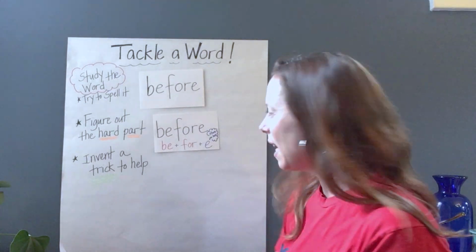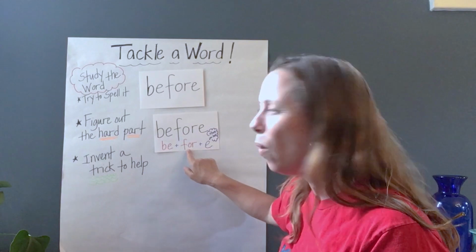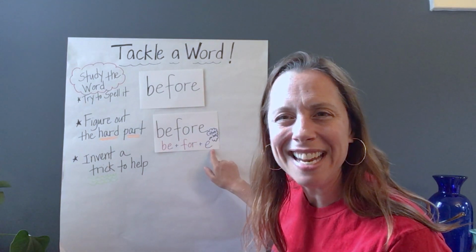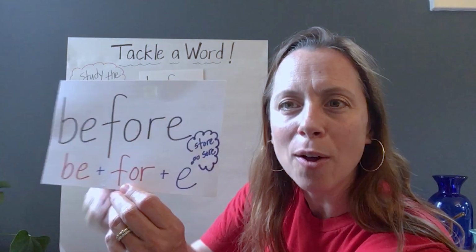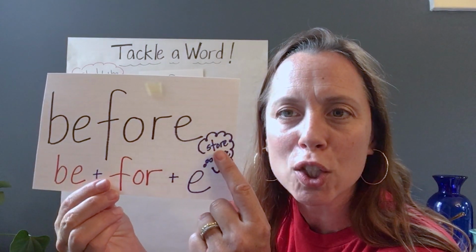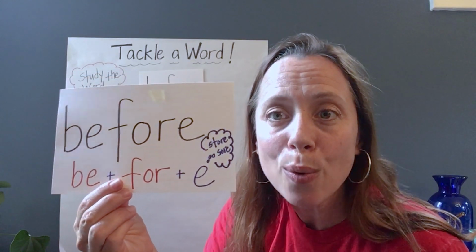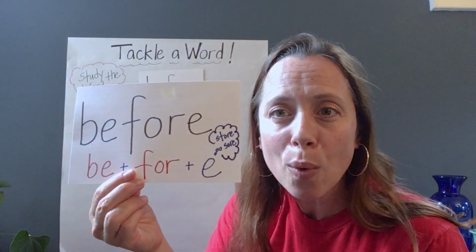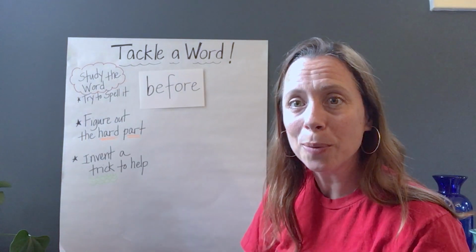Yeah, because I know the word be, and I know the word for, but then there's that E at the end. Ooh, so my tricky help is that I'm gonna think about the word store and the word sore. I like to go to the store and my back is sore from gardening. So before has an E at the end too.